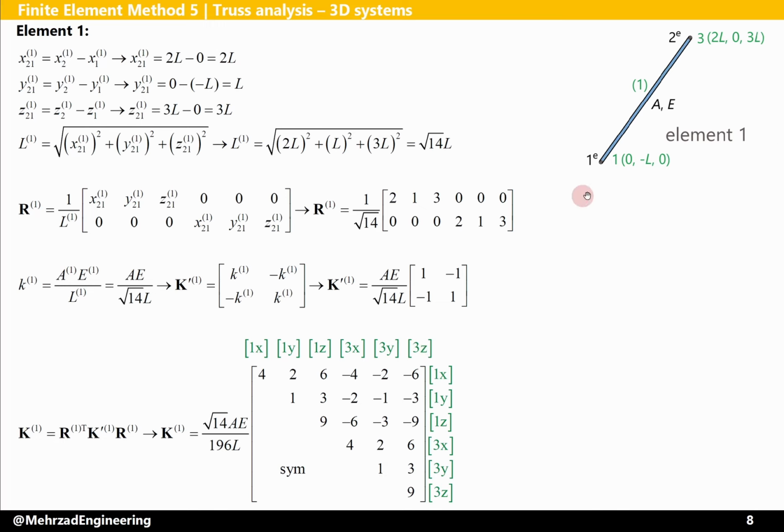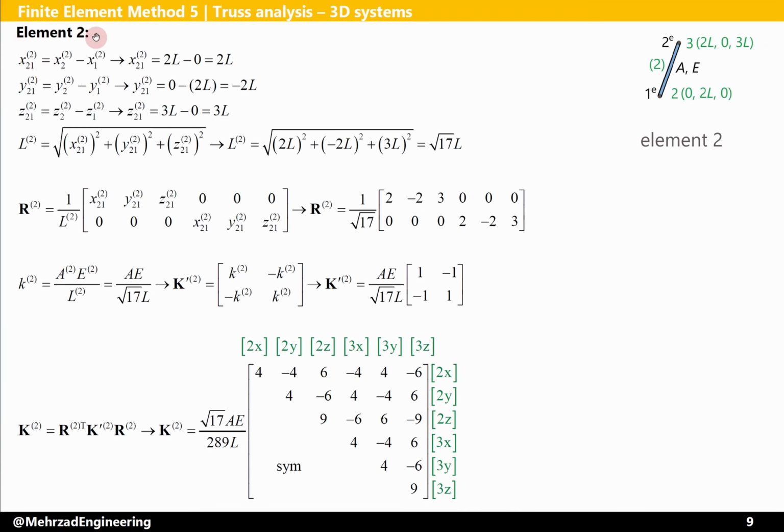Here in this figure, I have written local node number and global node number. At node 1 of element number 1 we have global node number 1, and at node 2 of element number 1 we have node 3, and that's why I have written these degrees of freedom on top and beside of this matrix based on global node number 1 and global node number 3.